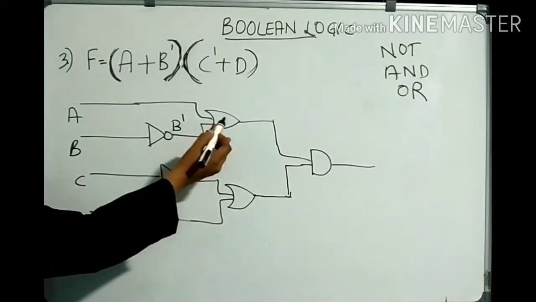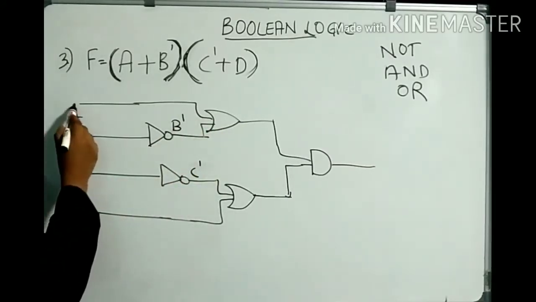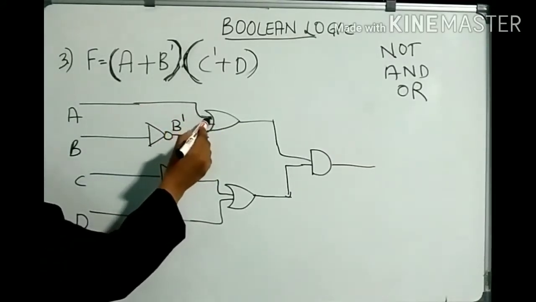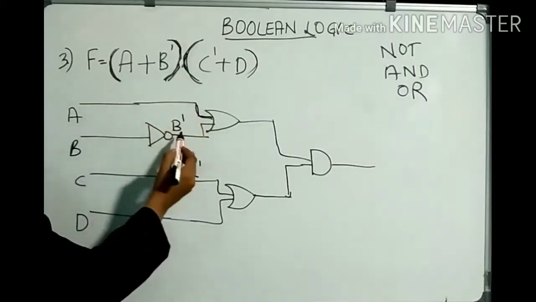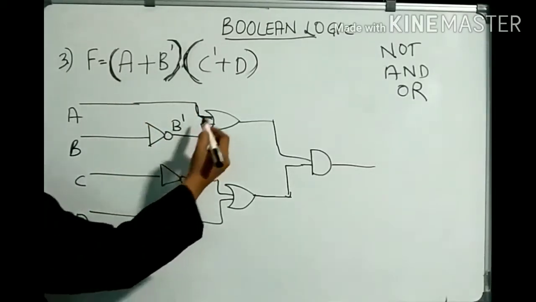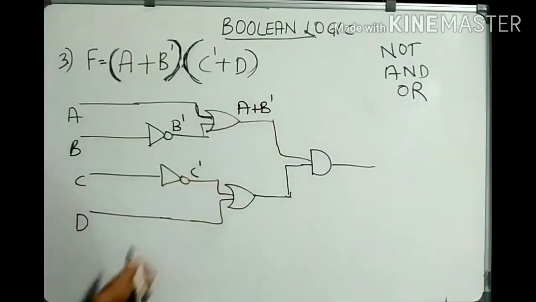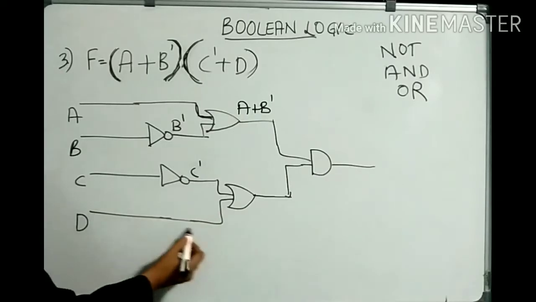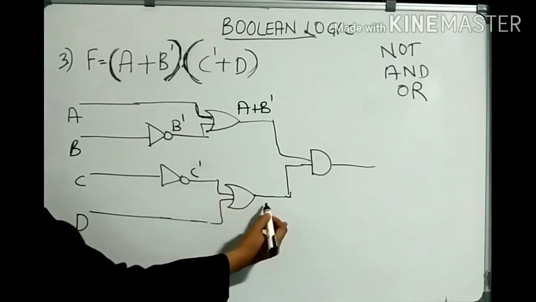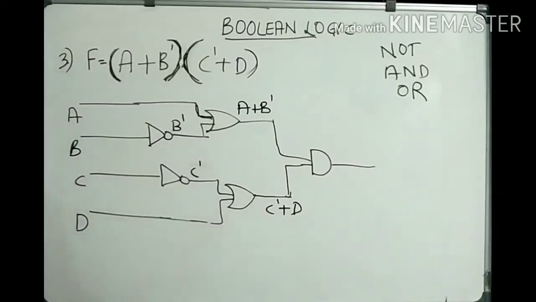Now let us see this. Yes, this is an OR gate. OR means plus. The input is A, and B dash is given to the OR gate. So what will be the output? A plus B dash. Now let us see this. This is D and this is C dash. So the output will be C dash plus D, or C dash or D.